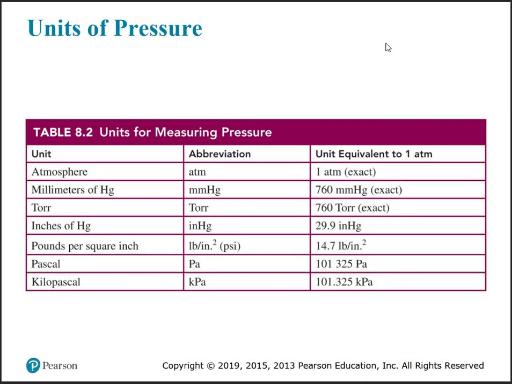This is a summary of all the different units for pressure, the abbreviations, and the unit equivalent to 1 atmosphere. So if you have 1 atmosphere, then you have 760 millimeters of mercury, or 760 torr. You can also use inches of mercury, pounds per square inch. So all of these are here. For our purposes, a lot of what we're going to do is going to be with atmospheres, millimeters of mercury, and torr. But with this chart, you'll be able to convert back and forth between all of these.